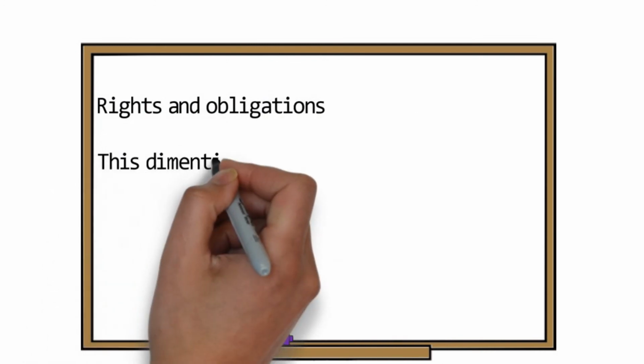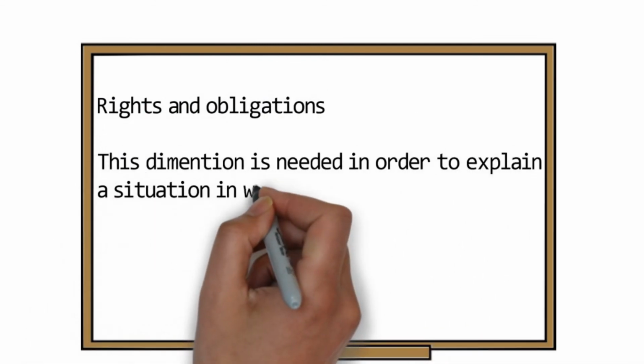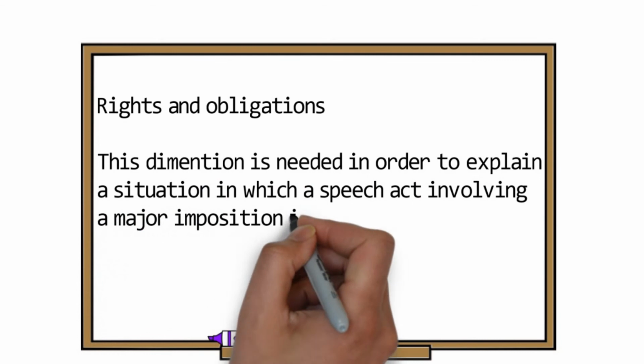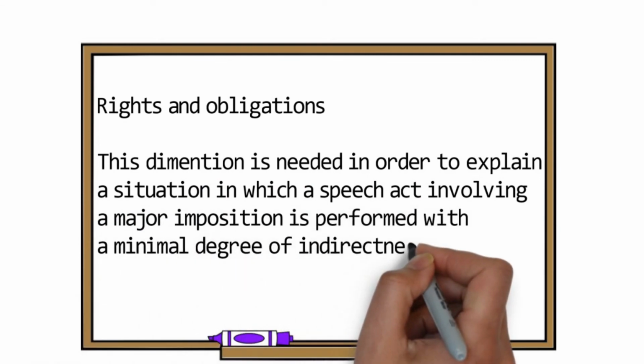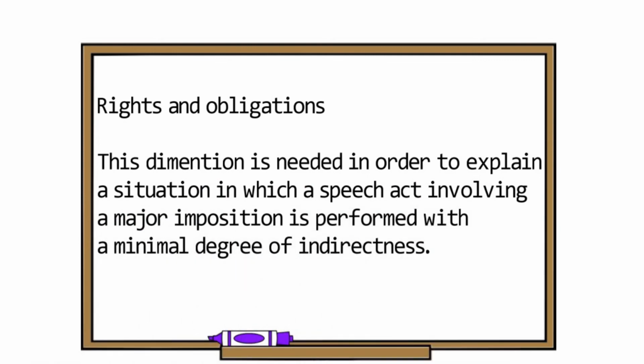This dimension is needed in order to explain a situation in which a speech act involving a major imposition is performed with a minimal degree of indirectness. What is important is whether or not the speaker has the right to make a particular demand and whether the hearer has the obligation to comply.